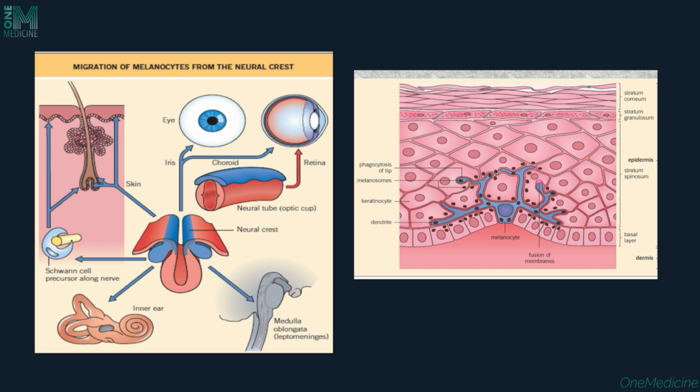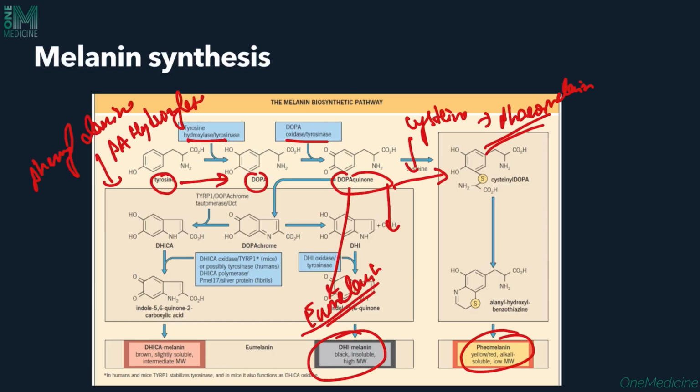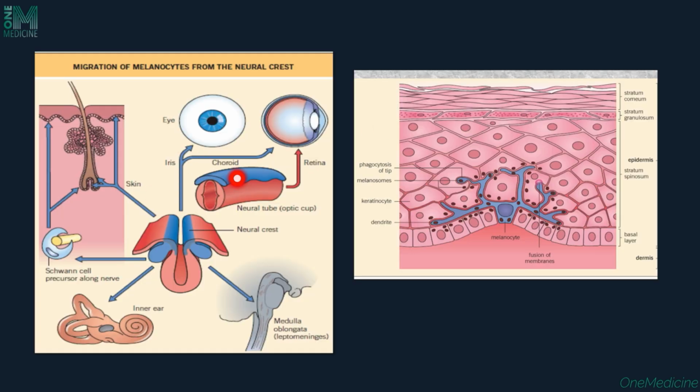Here is the migration we can see from the neural crest. It has migrated to the retina, the choroid, the iris, and it has gone to the leptomeninges, to the inner ear, to the Schwann cell, and also to the hair follicle and the skin. So from the neural crest, melanocytes have migrated to all these particular places. If there's any defect in the enzymatic pathway, or if there's any defect in this migration, then disorders of hypopigmentation are seen. The melanin is not deposited properly and we see disorders of hypopigmentation or depigmentation.